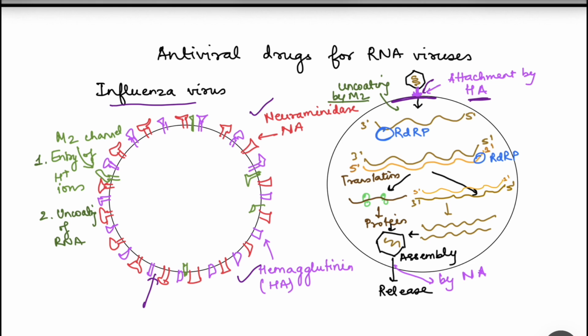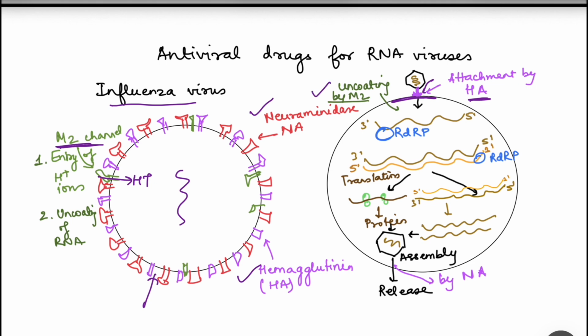Then on this membrane we also have the M2 channel through which hydrogen ions enter into the virus, and this is responsible for uncoating of the virus. Okay, so uncoating, actually inside there will be RNA. So this RNA should come out. For that there should be uncoating so that the membrane is removed. So that is brought about by entry of the hydrogen ions.